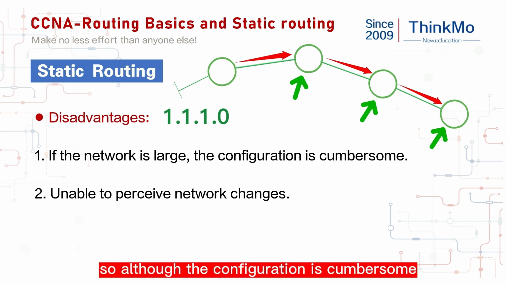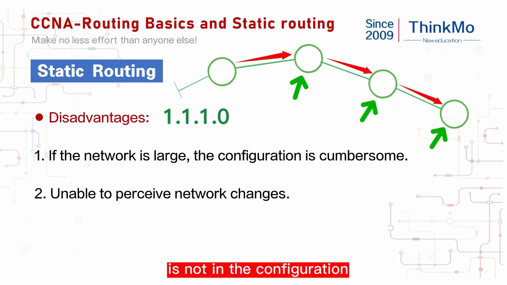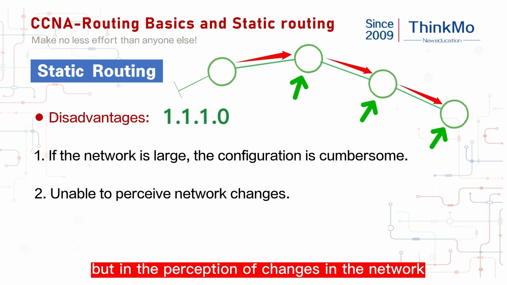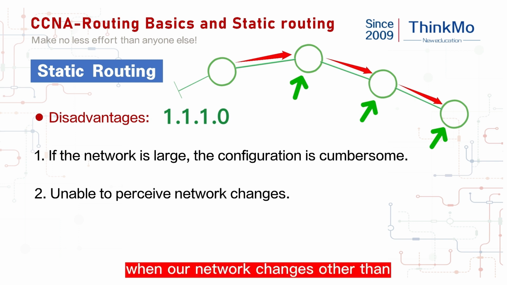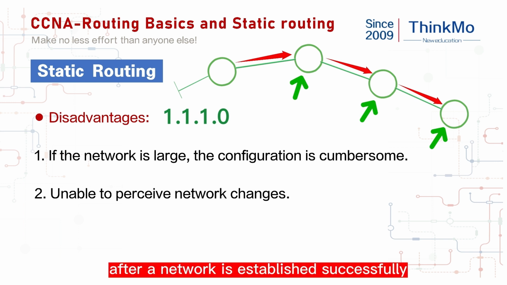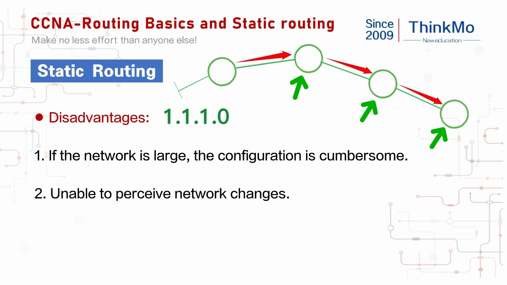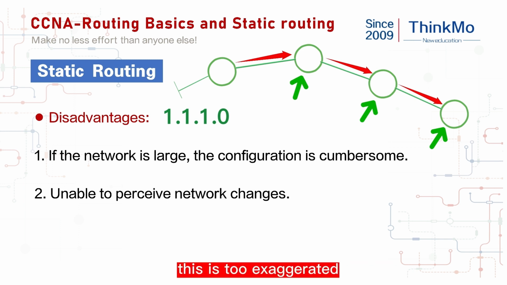So although the configuration is cumbersome, actually the biggest difference between them is not in the configuration, but in the perception of changes in the network. That is, in the future, when our network changes, whether it can be updated and maintained automatically is the most important thing. Because we don't want, after a network is established successfully, to have to stare at it every day. Adding or deleting a network segment requires manual configuration of dozens or even hundreds of devices. This is too exaggerated. So that's one of its downsides.